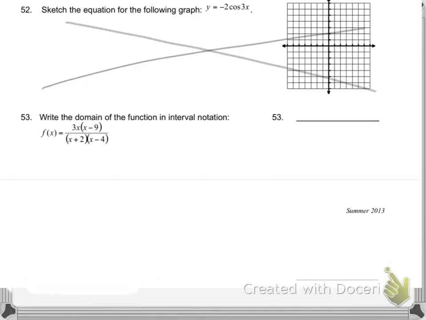Okay, pre-calc final exam review, part 8. This is the last and final one, and we will be done. Write the domain of the function in interval notation.